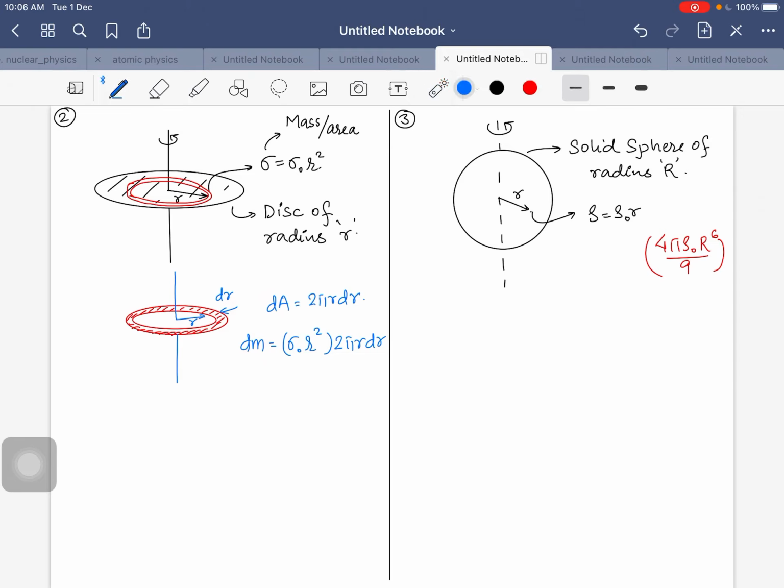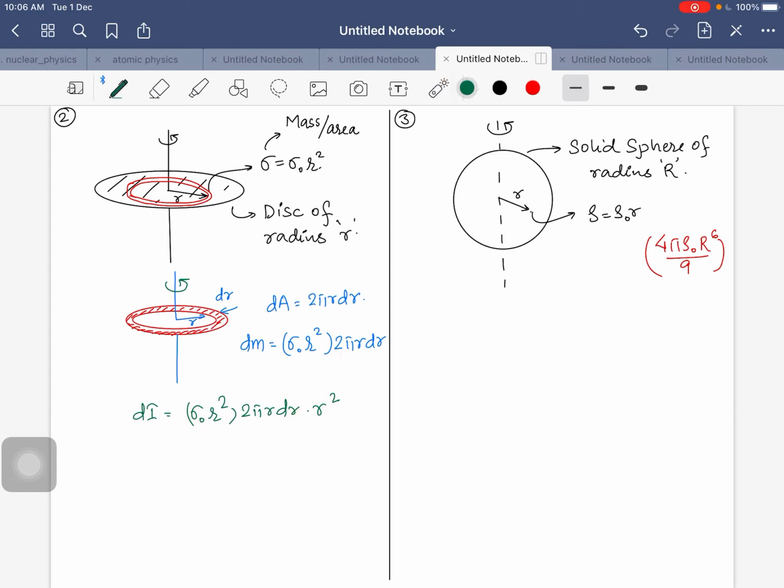So what will be the moment of inertia if this will start rotating about this axis? So moment of inertia of this part will be what I can write, dI will be equals to ring का about this axis, it will be m into r square. Mass is given sigma naught into r square into 2 pi r dr. This is the mass into r square. R is this, radius r, so it is r square, it is the mass.